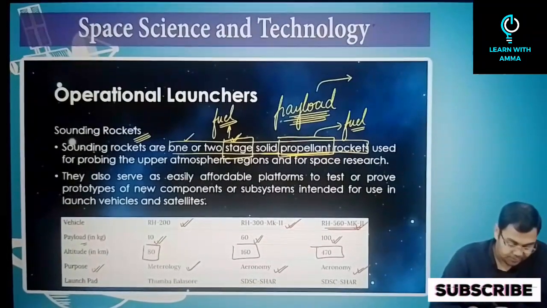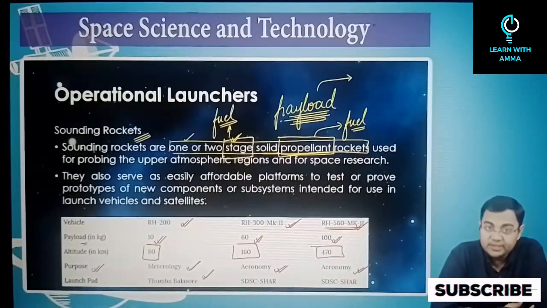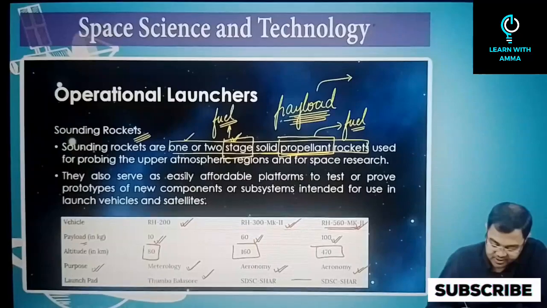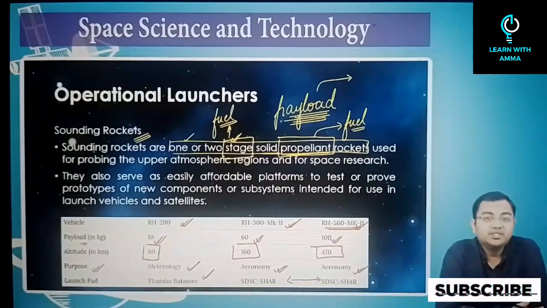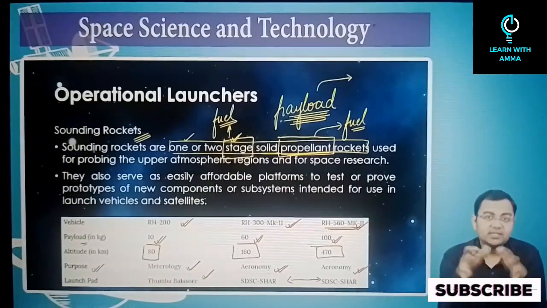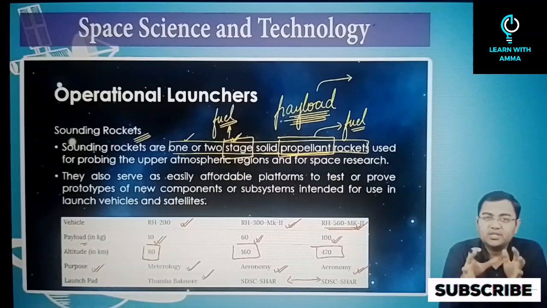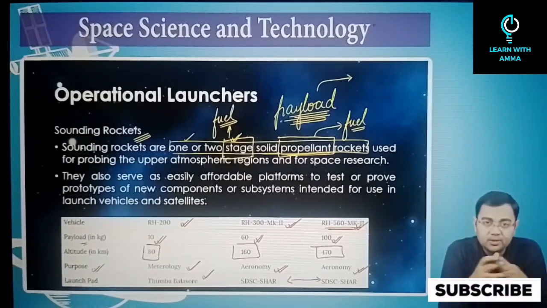And then after that, the launch pad which is being used for RH200 is Thumba, and for RH300 and 560, Sriharikota is being used. So this is a basic comparison between the different kinds of sounding rockets. So what are sounding rockets? Sounding rockets are the ones which are usually used for experimental purposes.